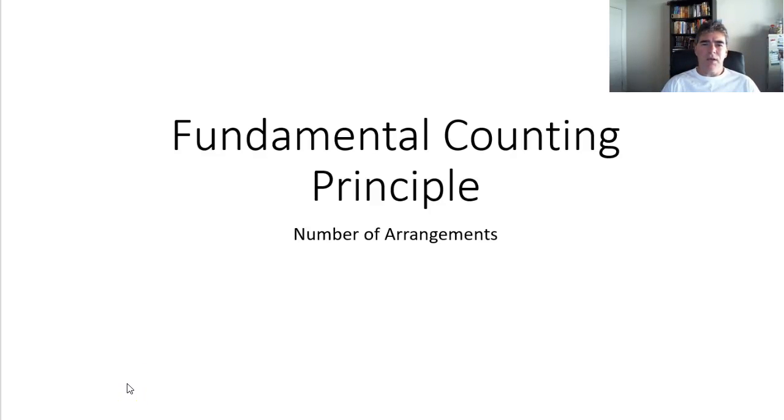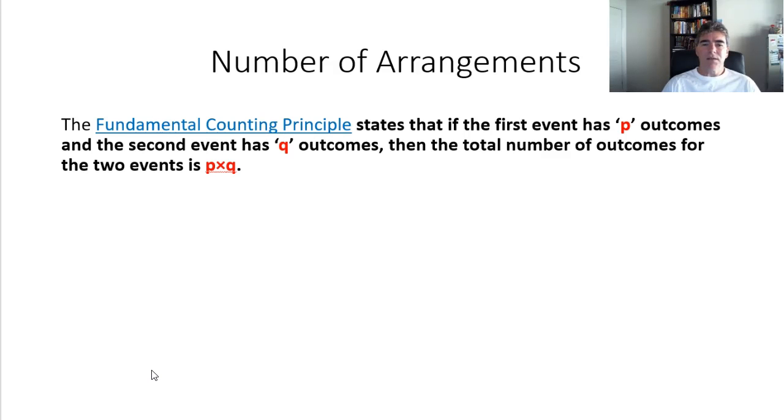In this video we're going to have a look at how we can use the fundamental counting principle to determine the number of arrangements or possibilities of an event. So first of all, the fundamental counting principle states that if the first event has P outcomes and the second event has Q outcomes, and they just represent some sort of numbers, then the total number of outcomes for the two events is the product of those two.